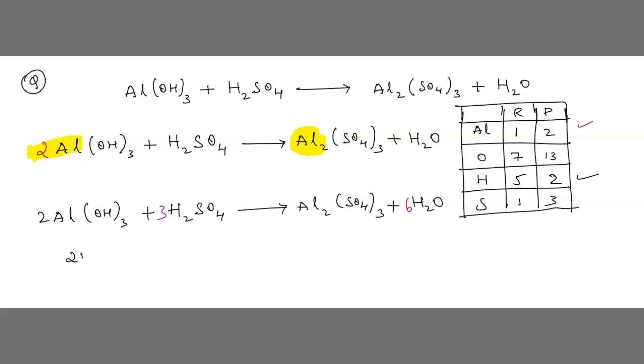Here 2 H3, and here 3 H2, and here 6 H2. See, I am taking only the H element separate. 3 2s are 6 H plus 3 2s are 6 H, which gives 6 2s are 12 H. 6 plus 6 is 12. This is also 12. Now it is balanced. Even the H terms have got balanced. Correct? Next, after this, what should we do, children?